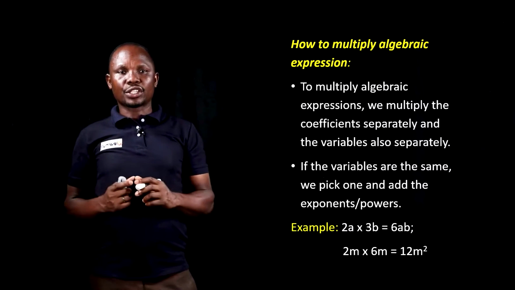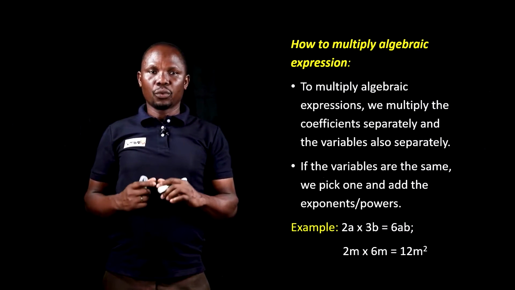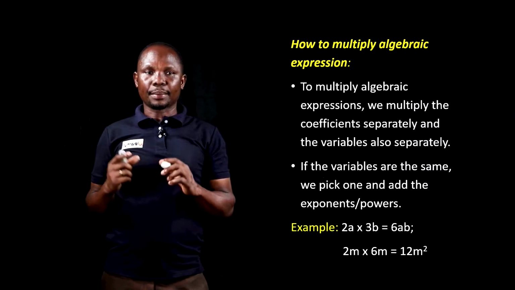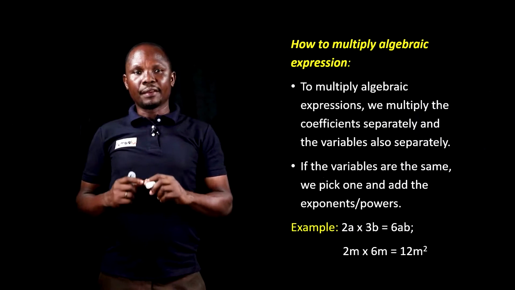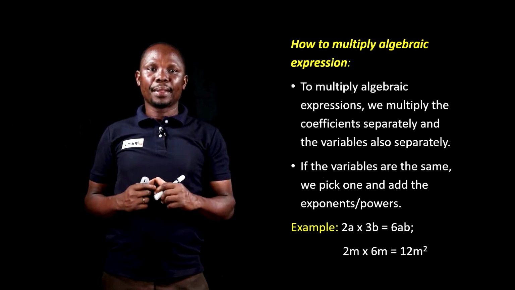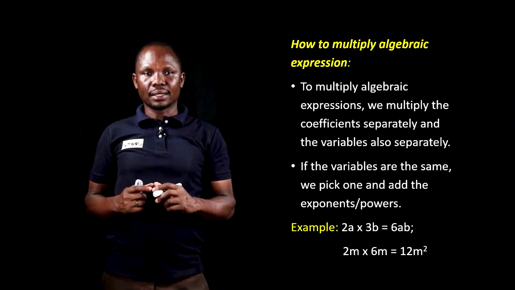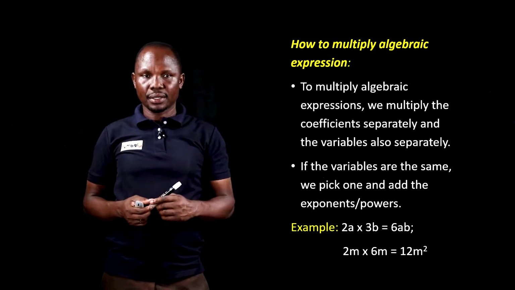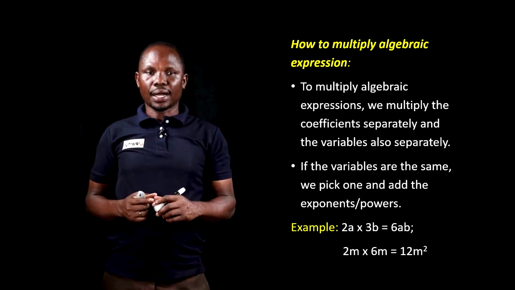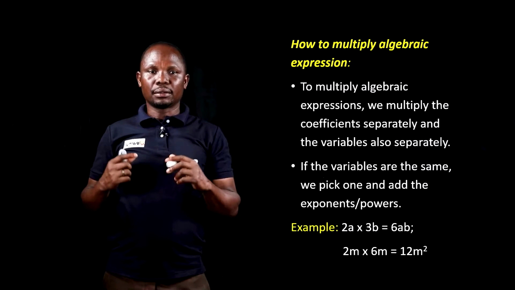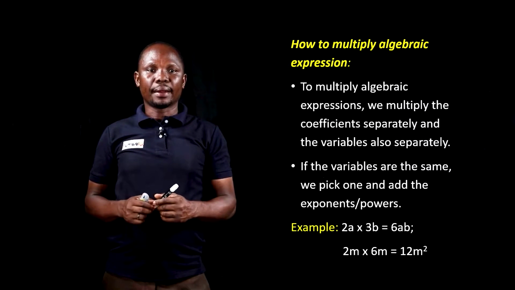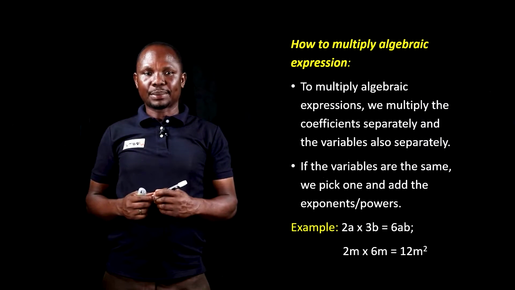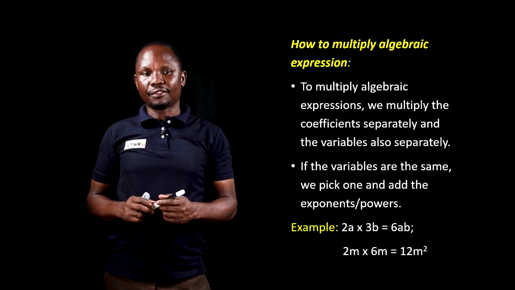In the multiplication of algebraic expressions, we multiply the coefficients separately and the variables also separately. If the variables are the same, we pick one and we add their exponents. But if the variables are not the same, then both of them or all of them will be attached to the result of multiplying the coefficients.